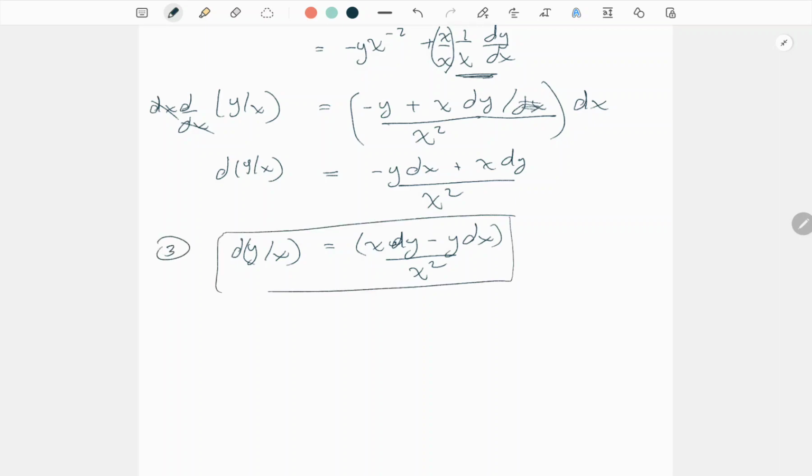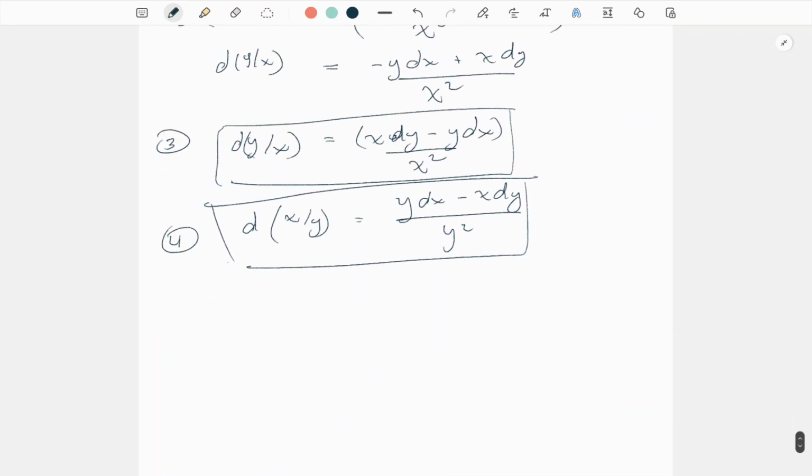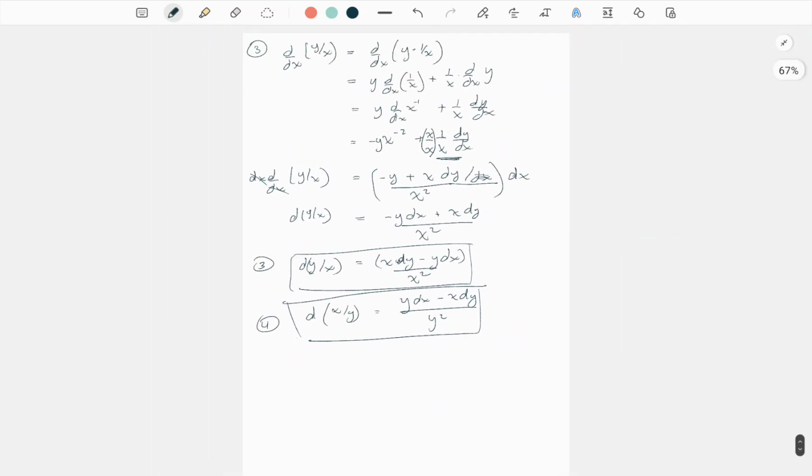Now I don't have to redo this derivation for the fourth formula because we're just changing places of y and x. So if we have the fourth formula, just make x y and y x. So d of x over y is equal to y dx minus x dy over y squared. Same formula, same everything there. So that's the derivation of the formulae.